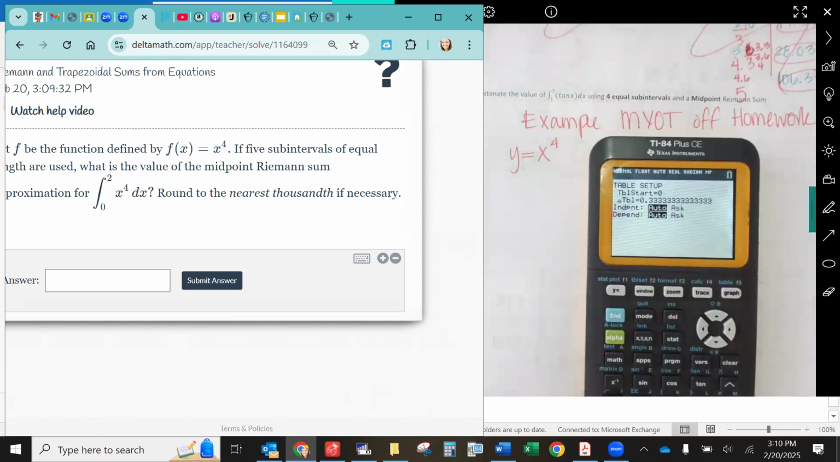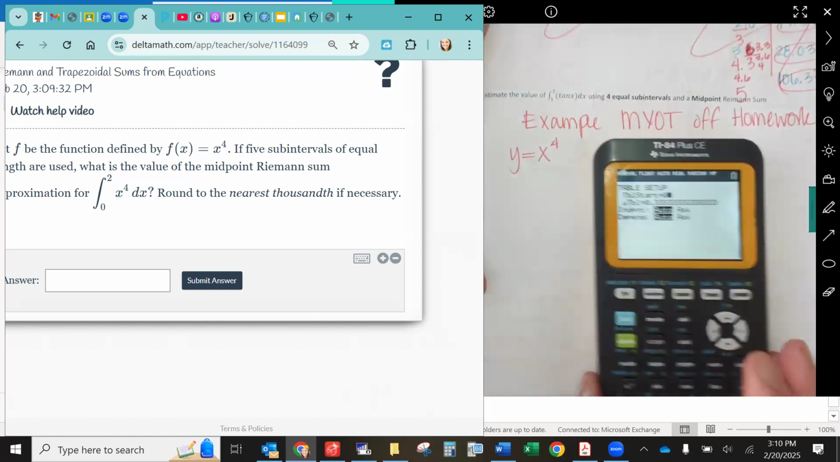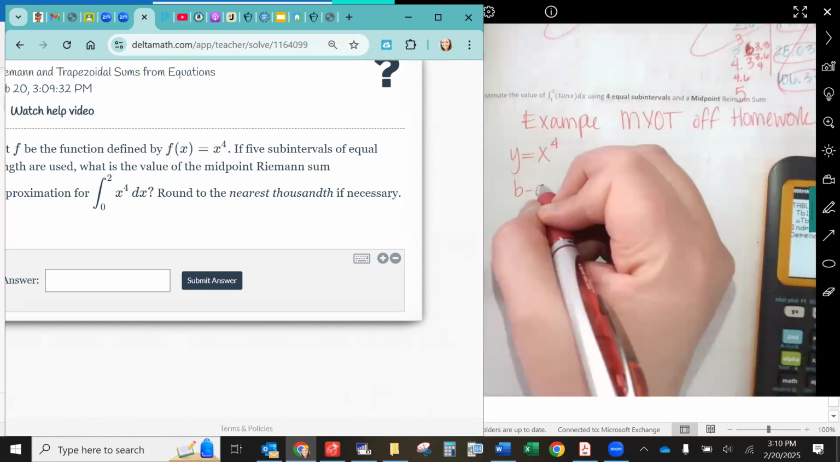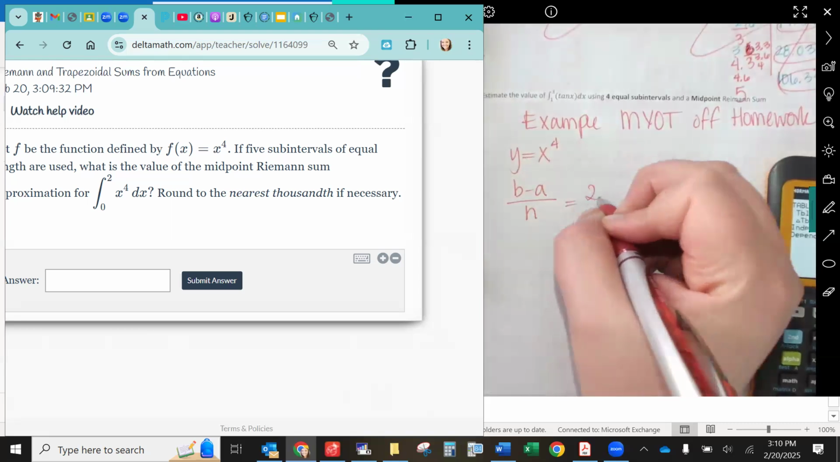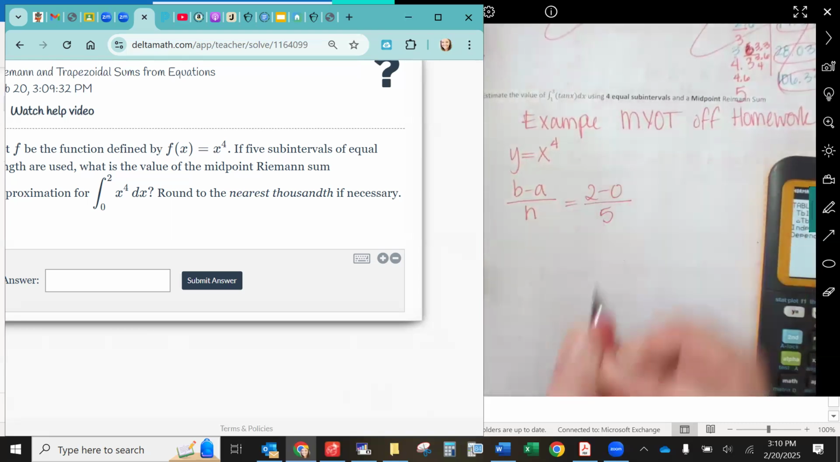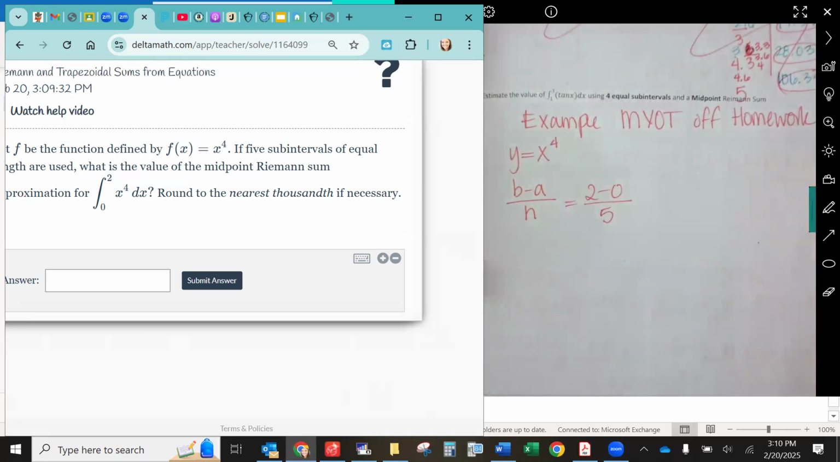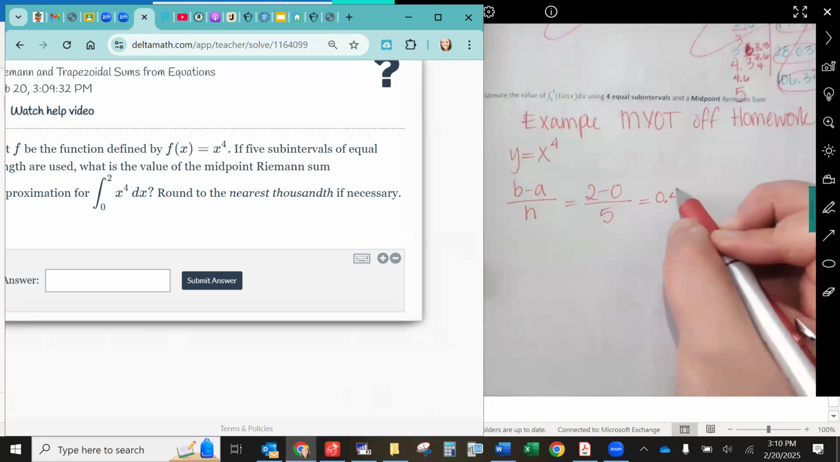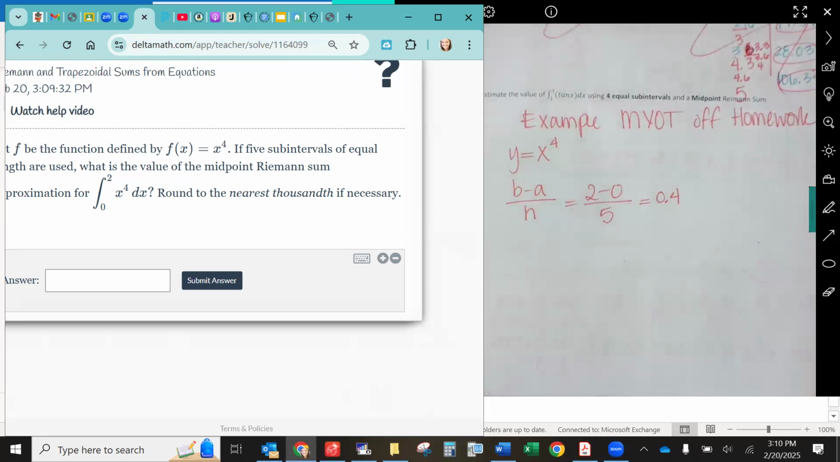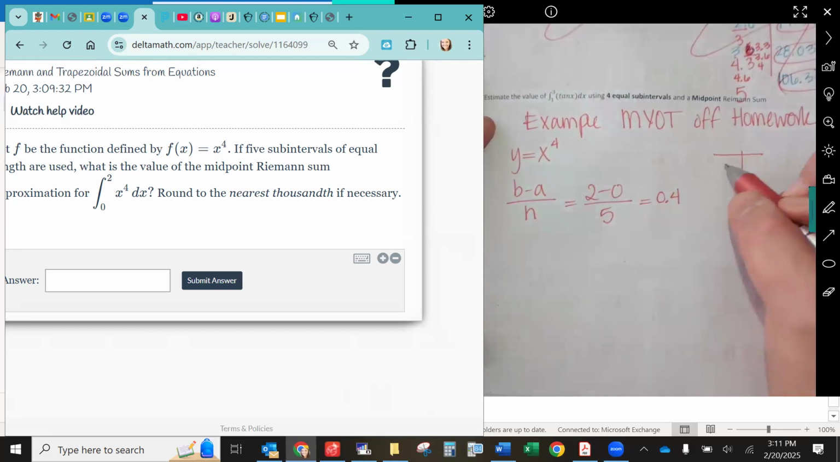What's 2 minus 0? 2 divided into 5 equal parts. What's 2 divided by 5? So it's b minus a over n, so it'd be 2 minus 0 divided into 5 parts. So it'd be 0.4. Let's just make it a decimal. 2 divided by 5 is 0.4. On your paper sketch, you're going to start at 0 and count by 0.4s.